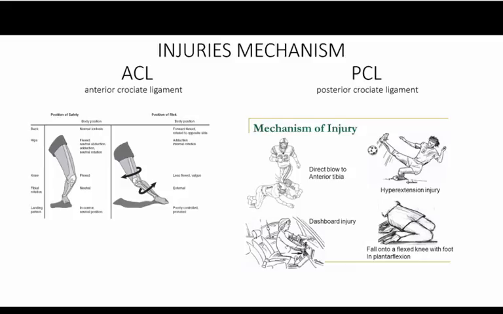So we can see on the left, we have the position of safety and the position of risk. The position of risk, basically, is knee valgus, so the knee falls in, with the foot basically on the floor and it can't be moved. Most of the time this happens during a change of direction or after a jump, where we're not contracting and working well with the legs.